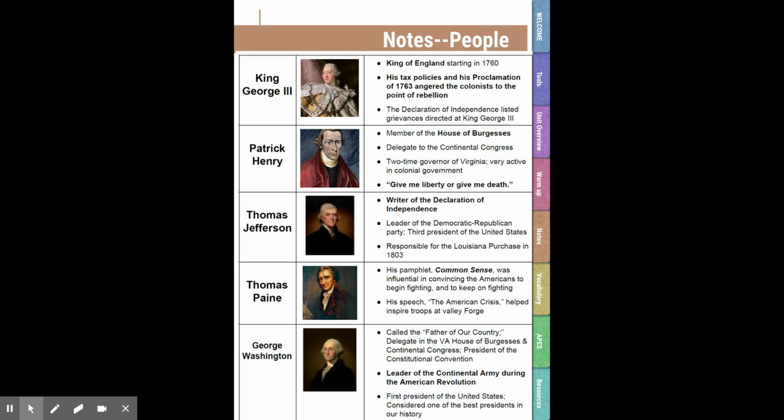Last but not least is our future first president, George Washington. George Washington, before he becomes president, he's most known because he's the leader of the Continental Army during the American Revolution. So he's going to be the leader behind our army.